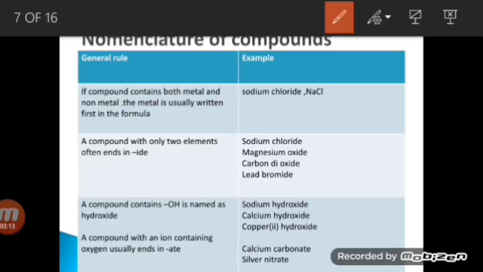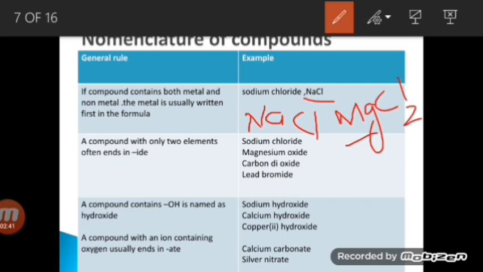Rule number 1 is, if a compound contains both metal and non-metal, the metal is usually written first in the formula. Always remember, whenever there is a metal and a non-metal in the chemical formula, the metal will be written first. Look at this. Sodium is a metal, so it will be written first, and chlorine is the non-metal, so it will be written after the metal. We can take any other example as well, such as magnesium chloride. Again, magnesium is the metal, it will be written first, and chlorine is the non-metal, it will be written after magnesium.